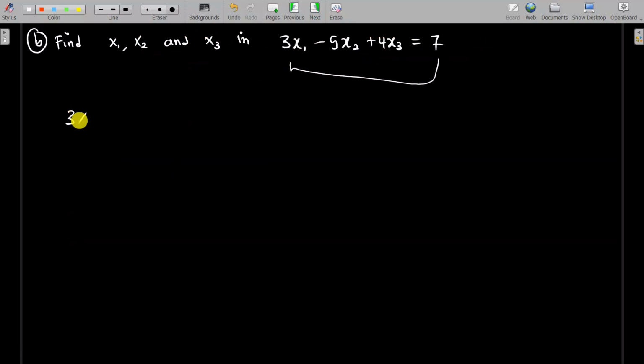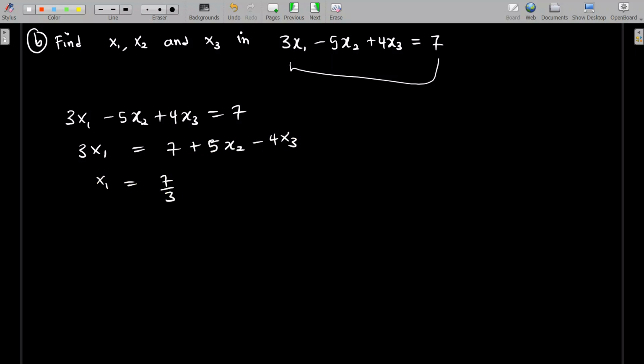Alright, so I'm going to do the same thing. x1 minus 5x2 plus 4x3 should give me 7. So what this whole thing means is that I can try to write x1 in terms of the others. So 3x1 equals 7 plus 5x2 minus 4x3, and in that case I have x1 to be 7 over 3 plus 5 over 3 x2 minus 4 over 3 x3.